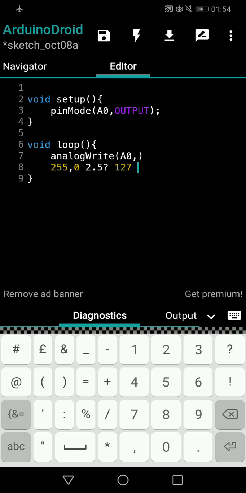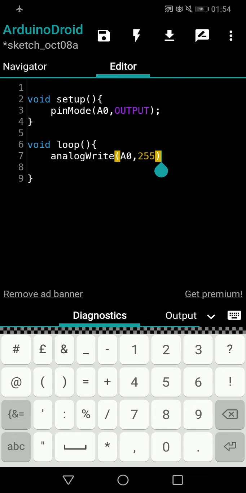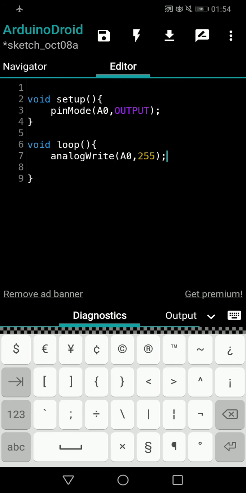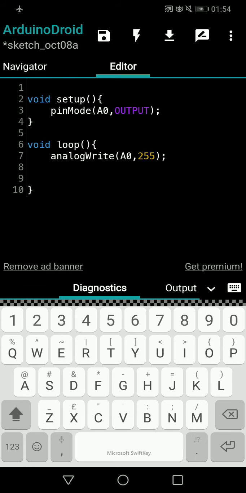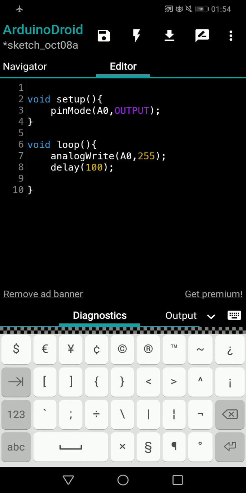So what I will do is I will give a full value, 255. If I am connecting an LED to this A0 pin with a resistor and connecting the other side to ground, then I may have to give a delay. It's not sure, because I am not blinking that LED. I am just making the LED on with full power. Let's say 100 milliseconds, that means less than 1 second, 1/10 of 1 second. Okay.